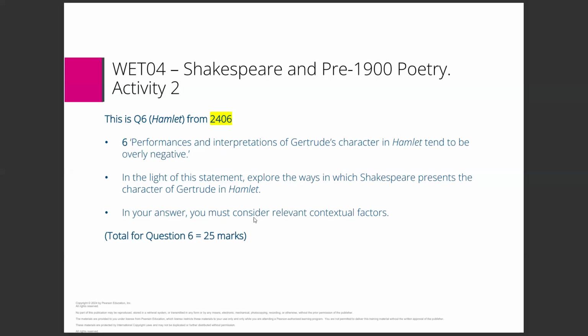So if we take this one first, it speaks of performances and interpretations of Gertrude's character in Hamlet tending to be overly negative. And the statement is there to encourage a critical engagement, and the candidate does not always have to wholly agree with the statement. They can interrogate it, they can challenge it to whatever extent they feel they can support their view, and it's helping them answer the main question, the main function, which is, in light of the statement, explore the ways in which Shakespeare presents the character of Gertrude. And again, that word present is very important.